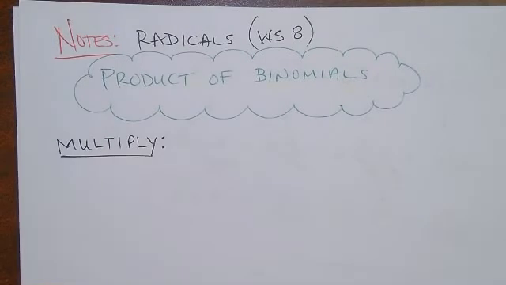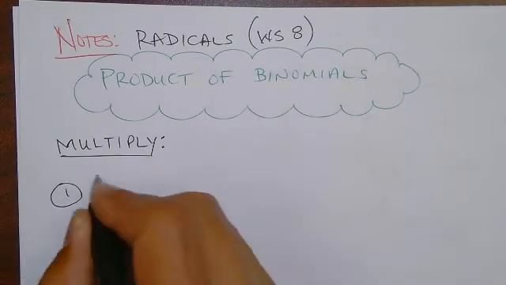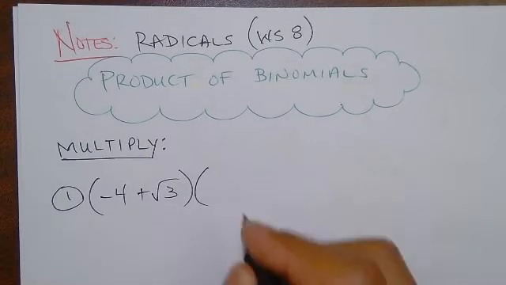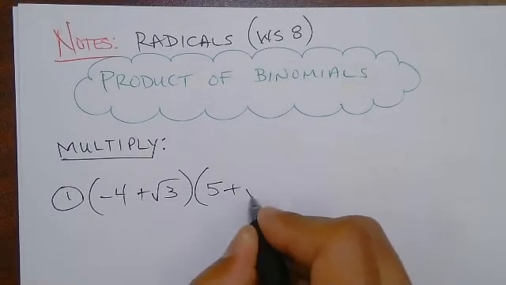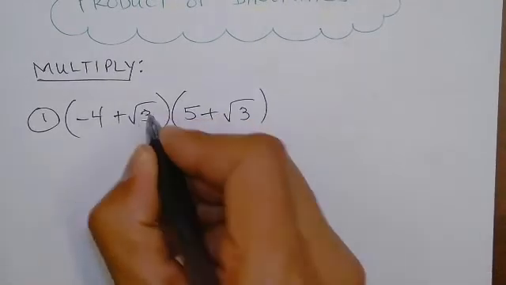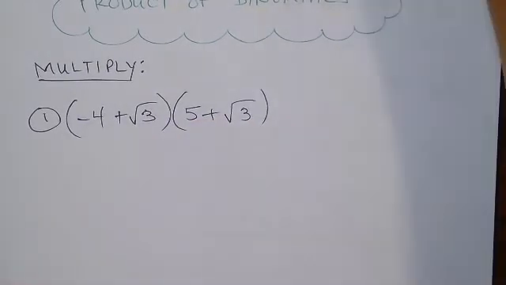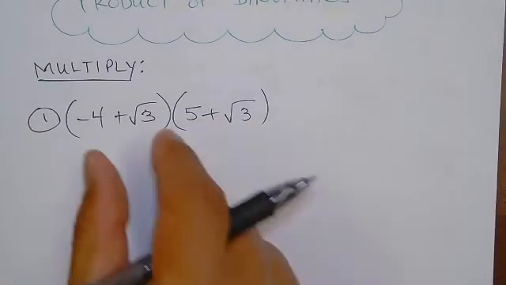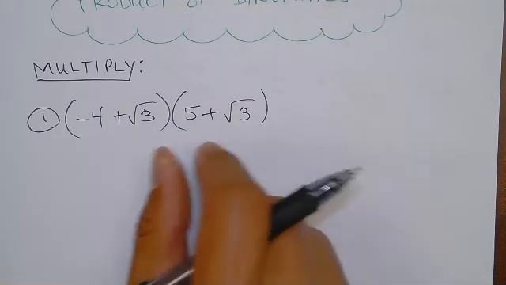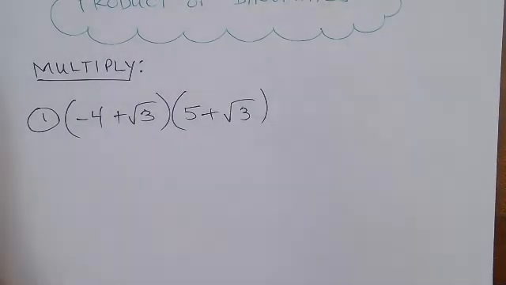All right, here's the first one. We've done this before. Let's see if you can handle it. Number 1: -4 plus the square root of 3 times 5 plus the square root of 3. Does that look like something that we've seen from the past? How do you multiply a binomial with a binomial, or a binomial with a trinomial? Remember we used the Punnett Square?